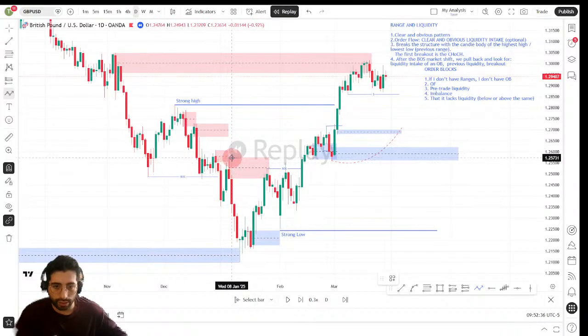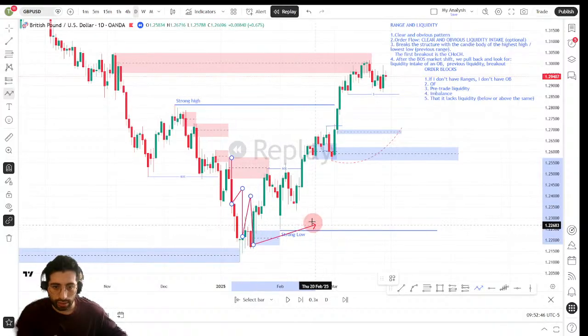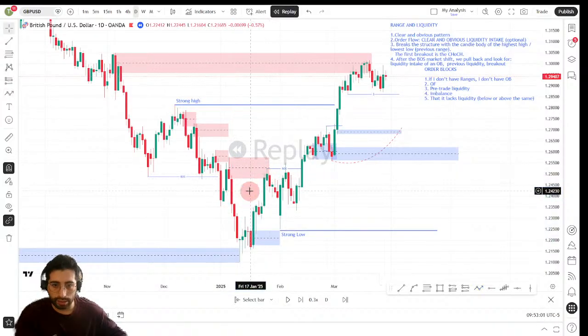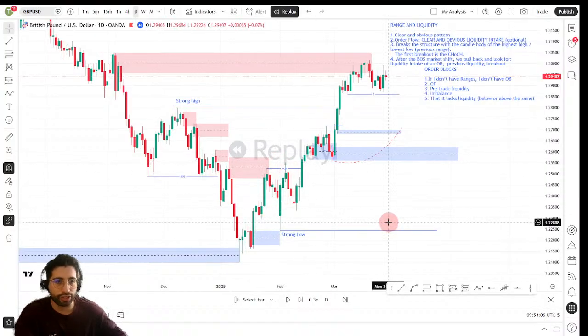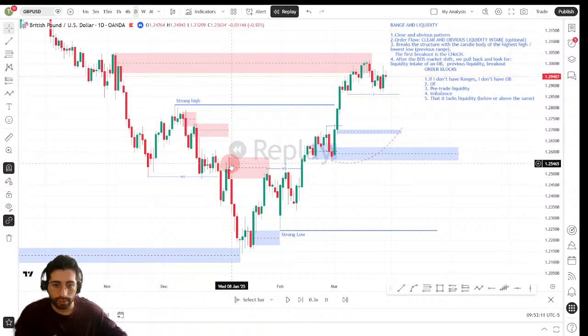For example, it goes down, then makes this high, goes down, makes this high again, and so on until this point. These highs become pre-trade liquidity, because they are highs that can be mitigated with this impulse. But since that's not what actually happened, it's just a simple impulse and retracement. There is no clear one. So this order block should not be valid, right?